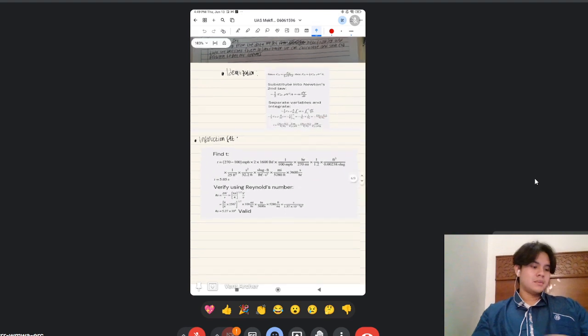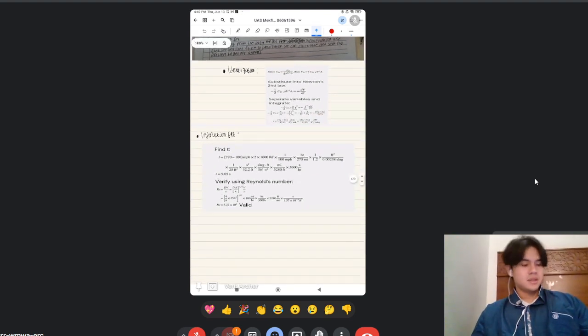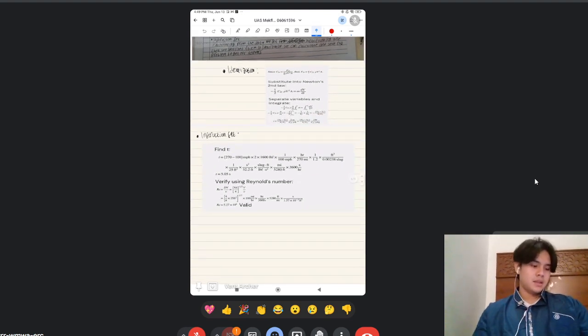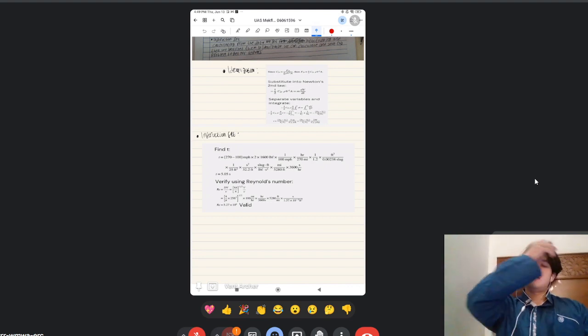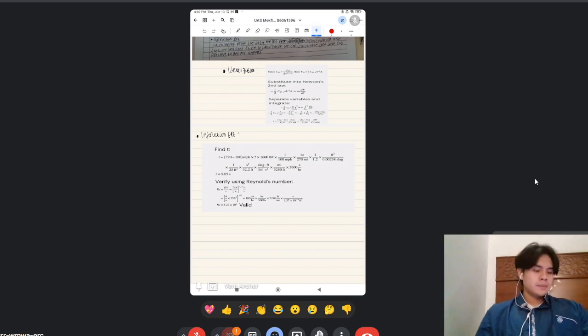And now to find the time itself, we can move on to the instructions and input all of the numbers and data that we have, and we'll get that the time is 5.05 seconds, and we can verify that using the Reynolds number. We'll just input all of that into the Reynolds formula, and then we'll get that the Reynolds number is 5.27 times 10 to the power of 6, which means that it is in fact valid.